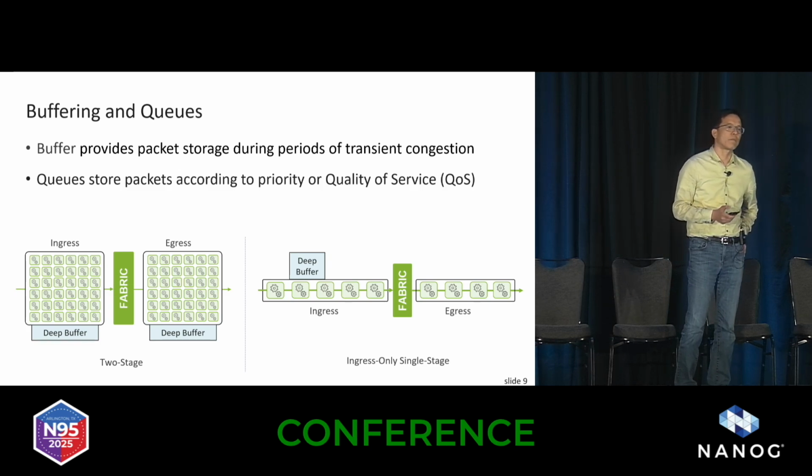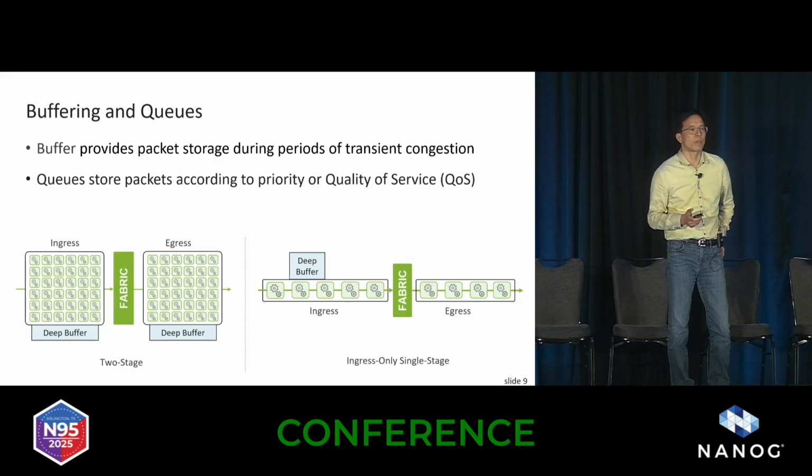So some silicon has a shallow buffer. Pretty much there's no external memory. It's all on-chip memory.